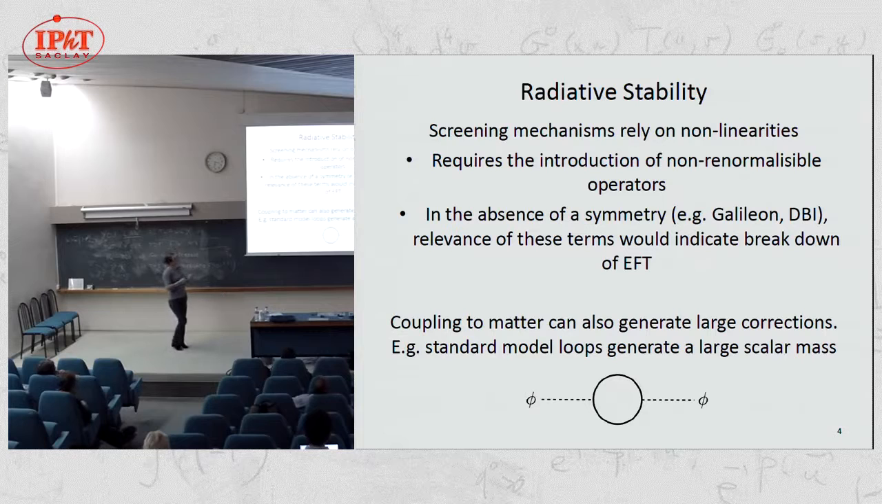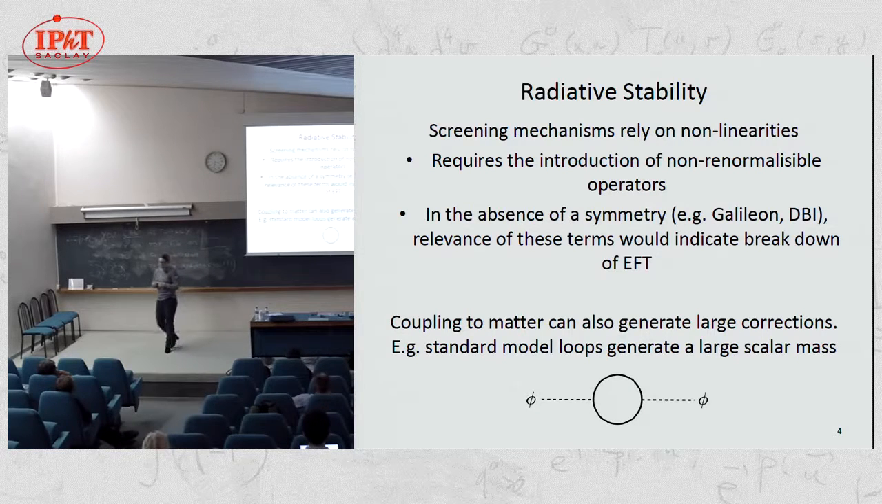And of course, if you're worried about radiative stability, you don't only have to worry about self-interactions of your scalar field, but also about the effects that come from the fact that you want to couple to matter. And if this is our scalar field propagating, maybe there's some loop of some standard model thing here, which gives our scalar a much larger mass than we would want. Okay.